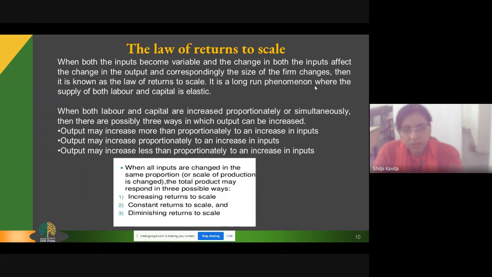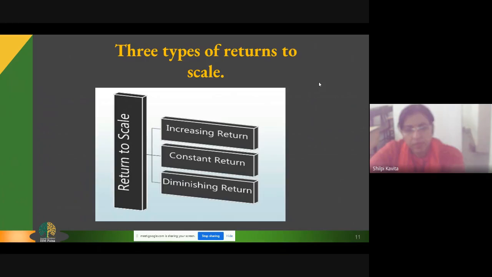Or in other words, output may increase more than proportionally to an increase in input, which is called increasing returns to scale. Output may increase proportionately to an increase in input, that is constant returns to scale. Or output may increase less than proportionately to an increase in input, that means diminishing returns to scale. Now let us discuss all these scales. So increasing returns, constant returns, and diminishing returns. These are the 3 returns to scale.